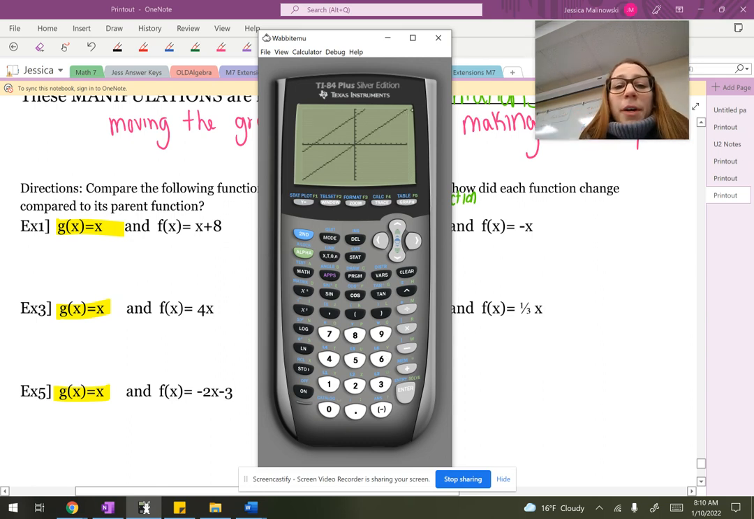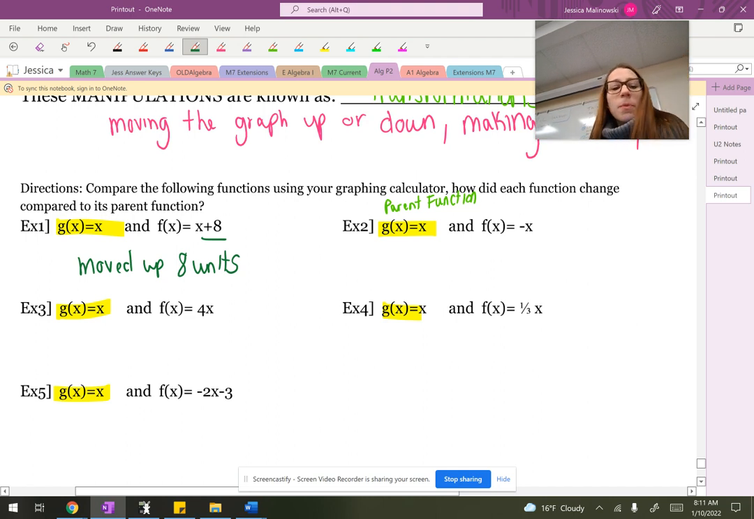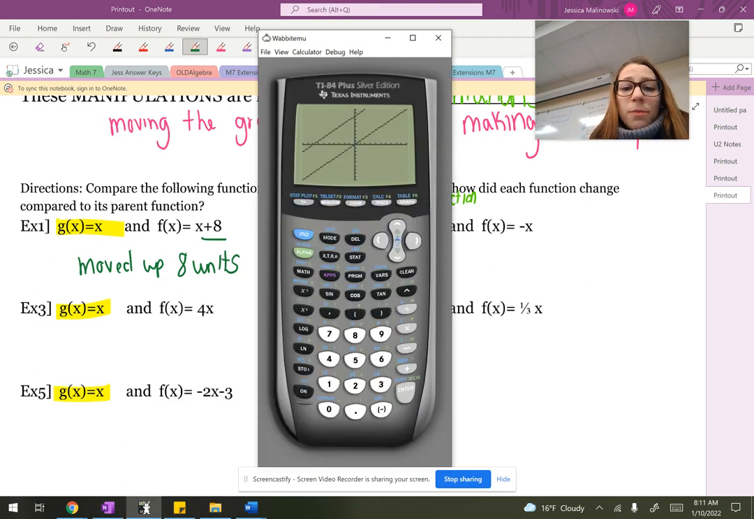Okay, so my parent function is that one in the middle. Compared to the one in the middle, the one up there, you can see that it kind of moved up. Well, by the equation, how many things do you think it moved up? 8. It moved up 8 units. Okay, let's take a look at the next one.